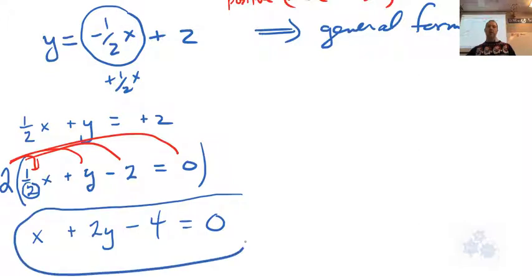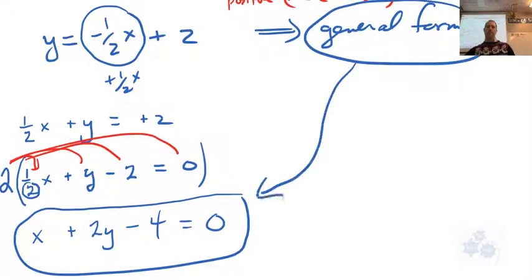So this is now in general form. Okay? Everything is on the left side of the equation. We have 0 on the right. And the x term is positive, and the coefficient is a whole number there. Okay?